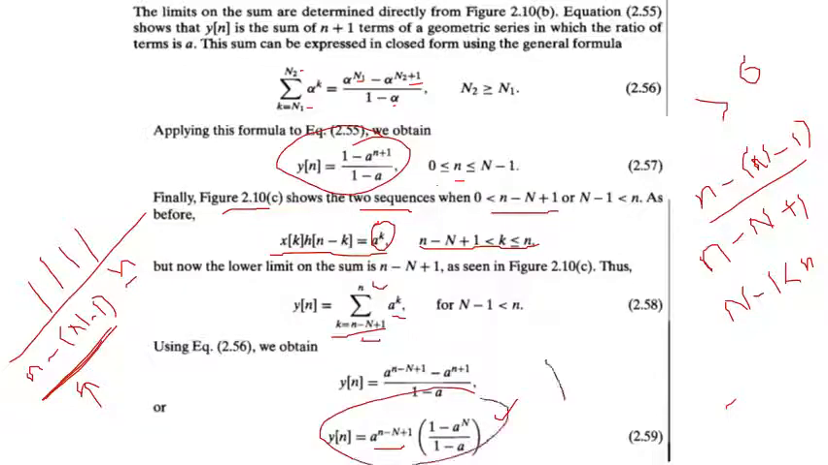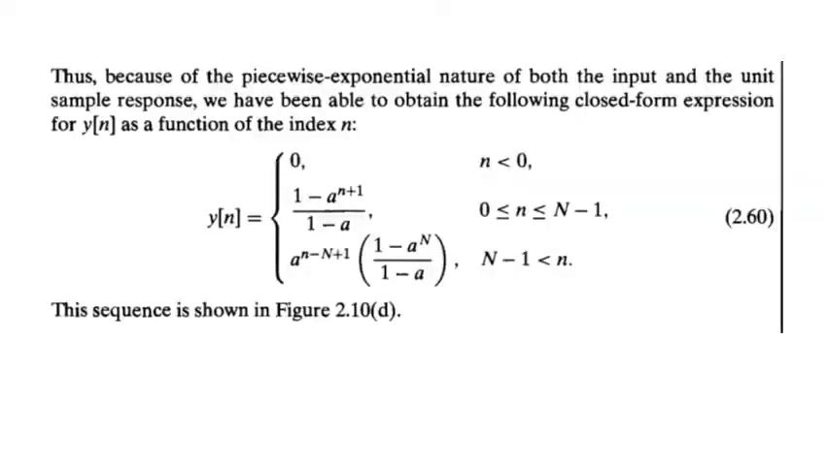This is for full overlapping, this is for partial overlapping, and before that we have no overlapping. So these are the three intervals. For n less than 0, the output is 0. For n between 0 and N minus 1, we have this. And when n minus 1 is less than n, this is simply the same thing, that n minus 1 should be greater than 0.